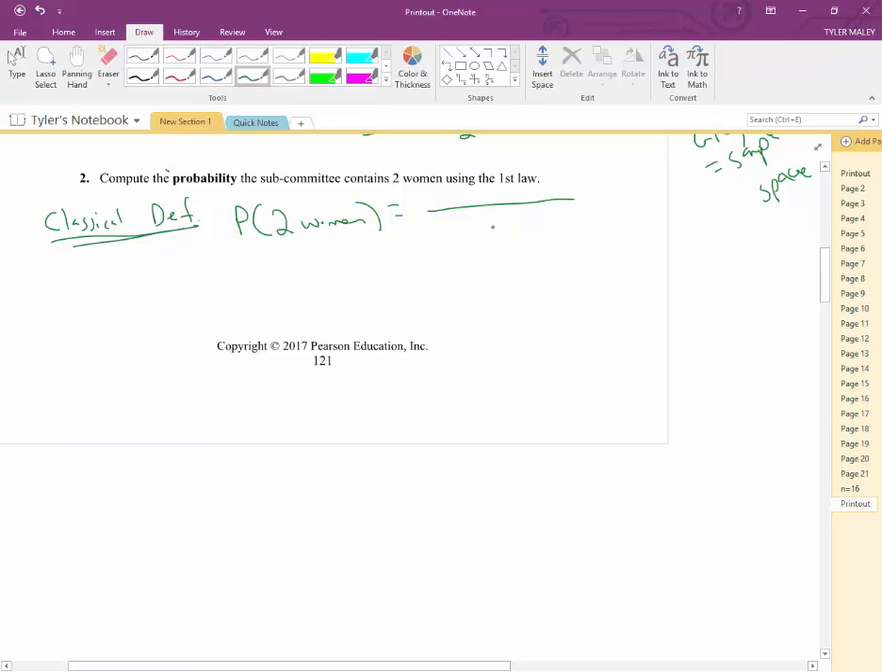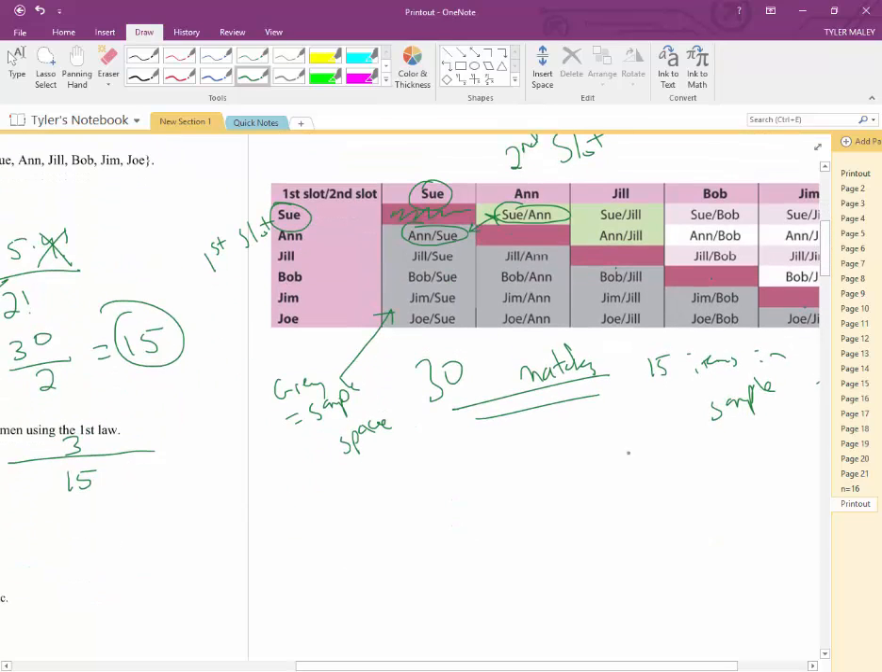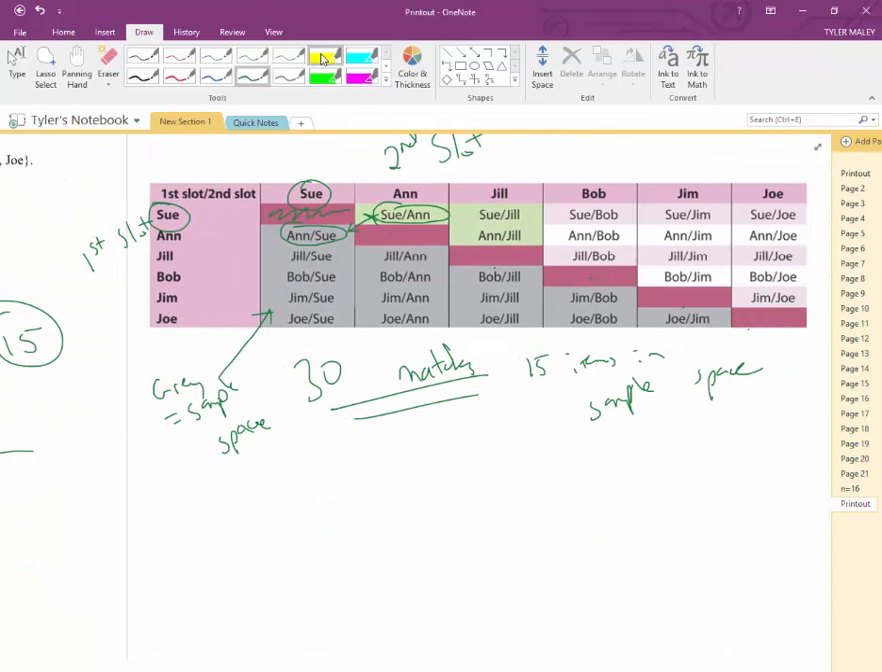So if we look above, we can have Sue and Ann, we can have Sue and Jill, and then we could also have Ann and Jill. So there are 3 ways that we could have 2 women. And there are 15 total things in our sample space. So again, just look at this table and identify where we have 2 women. So Ann and Sue is 2 women, Jill and Sue, and Jill and Ann. Those are the only ones that have 2 women.